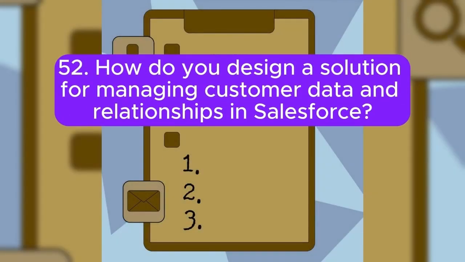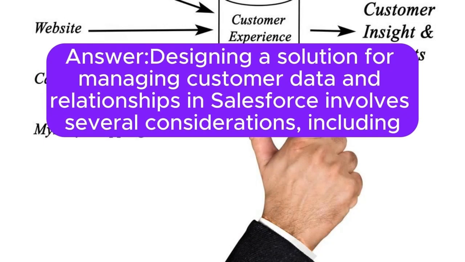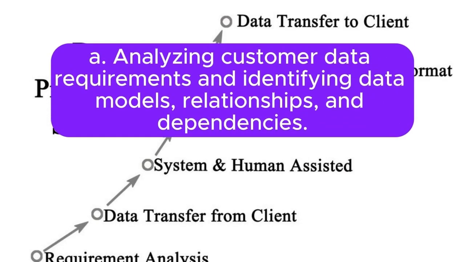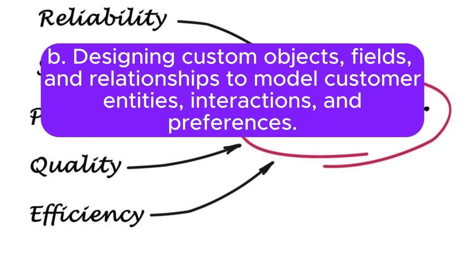52. How do you design a solution for managing customer data and relationships in Salesforce? Answer. Designing a solution for managing customer data and relationships in Salesforce involves several considerations, including A. Analyzing customer data requirements and identifying data models, relationships, and dependencies. B. Designing custom objects, fields, and relationships to model customer entities, interactions, and preferences.